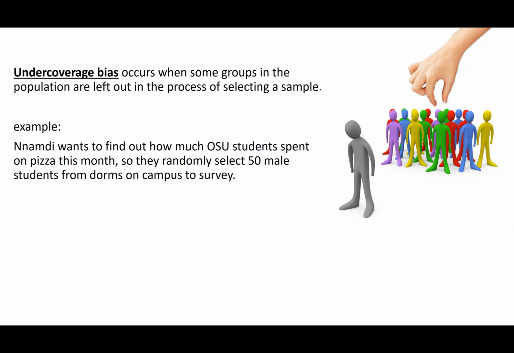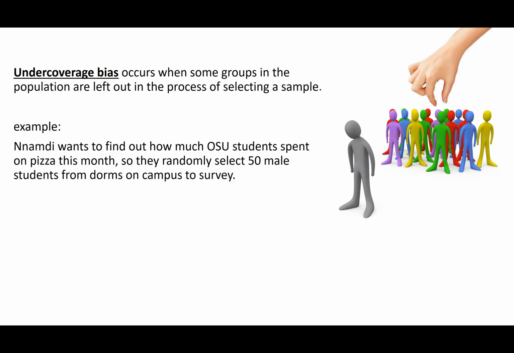So undercoverage bias, that's going to happen when you have some groups or even just one group in the population, they're left out or seriously underrepresented. So for example, I am picking on my friend Namdi here. Namdi wants to find out how much OSU students spend on pizza this month. So they randomly select 50 male students from dorms on campus to survey.